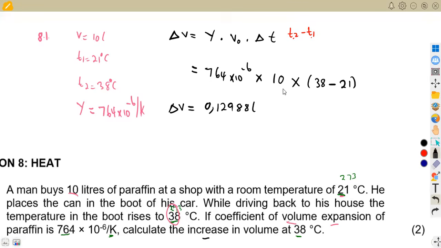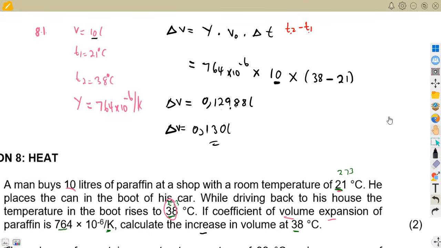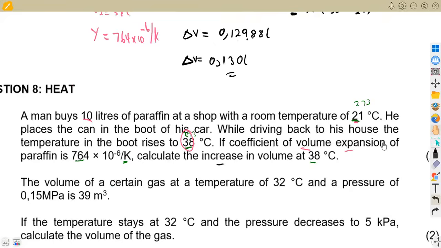0.12988 liters. Like I said, this is in liters, 10 liters. So that is to 3 decimal places. This one is going to round to a 10. So you're going to have 0.130 liters or 0.13 liters. All right, so this is our change in volume. It's a positive, meaning that's an increase.